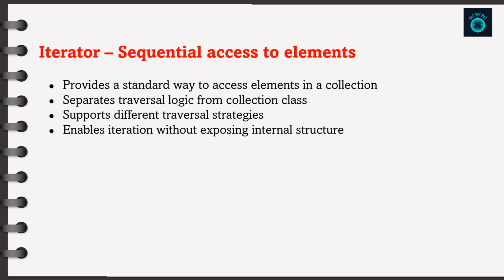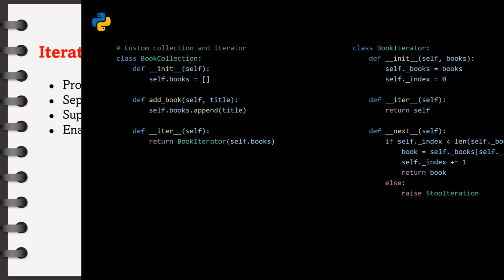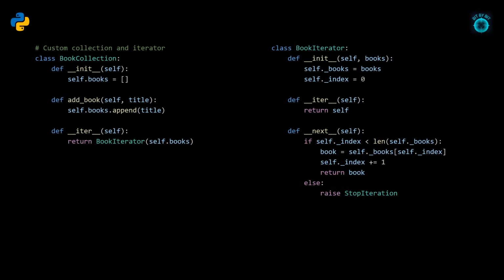Now let's build a simple iterator for a custom collection class in Python. This code demonstrates the iterator pattern with a custom book collection. First, we define a class called BookCollection, which holds a list of book titles and has a method to add books. To support iteration, it defines a special method called __iter__, which returns an instance of a custom iterator class named BookIterator.